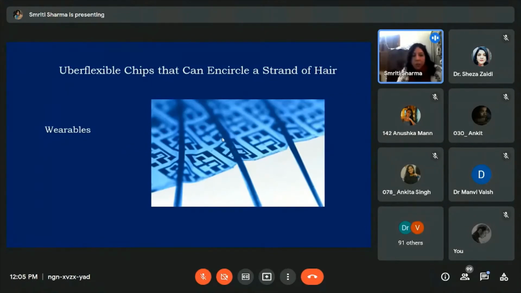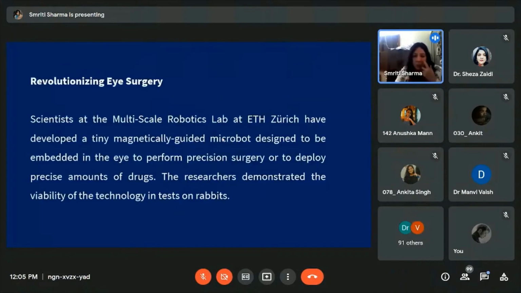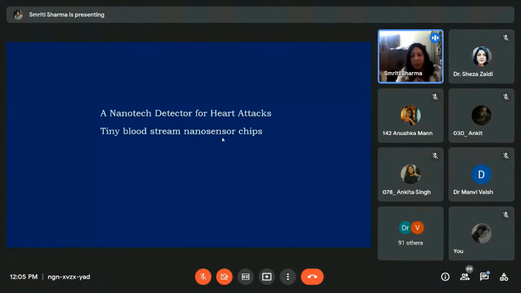Then ultra flexible chips that can encircle a strand of hair. So now, foldable devices, wearable devices. Some of you, I don't know, you are all very young. If you use those fancy gadgets to track your number of steps taken and your heartbeat and your sleep, I don't know if you guys do that. I think you are too young for that, but still, the future of the health industry is in wearables and things like this. For example, I gave you this example, a nanotech detector that can detect heart attacks.